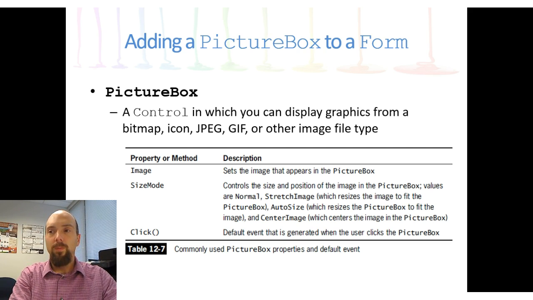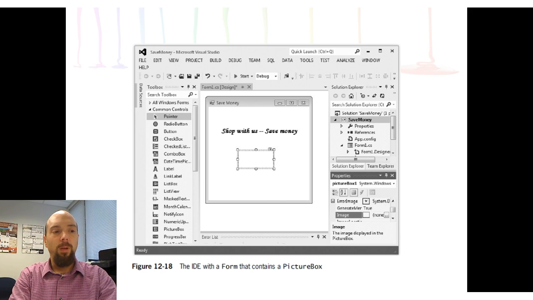But then, because the picture is an object, I could also give it an event. So if you click on the picture, then we want it to do something. All right, so we're going to play with the picture box.